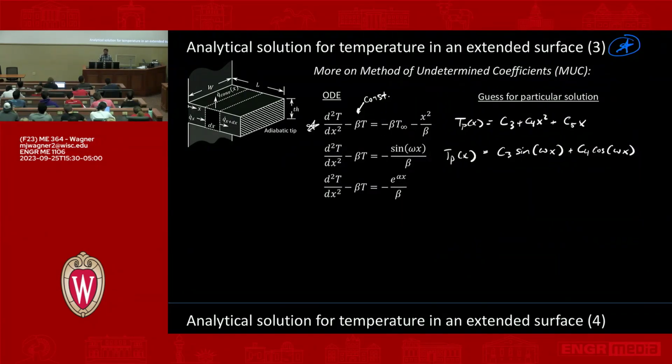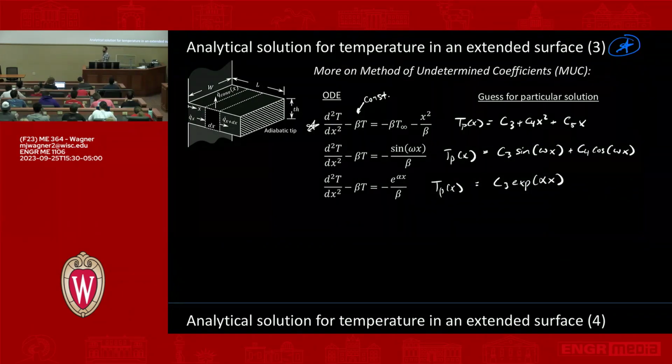The last one, let's see, this one, Tp of x. Here we would guess, well, there's an exponential term. So we want to guess that form again. So that would be C3 exponential of alpha x. And then what's the derivative of that? Again, exponential. So we've covered it, right? We don't need to guess anything more. We've covered all the possible derivatives here. Any questions on this? It's a little bit tricky.